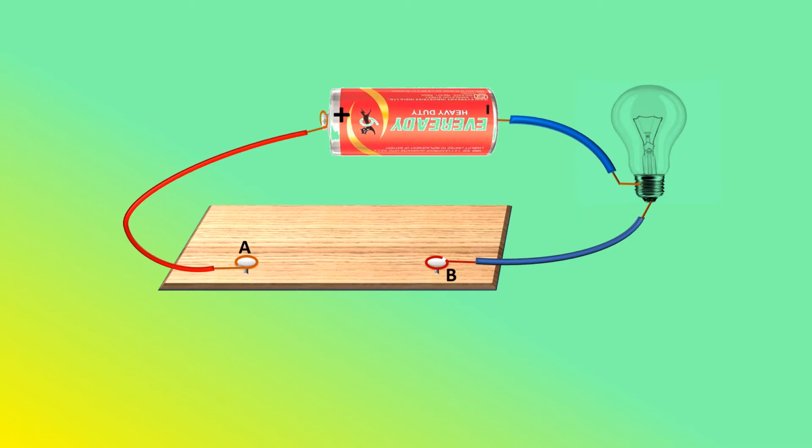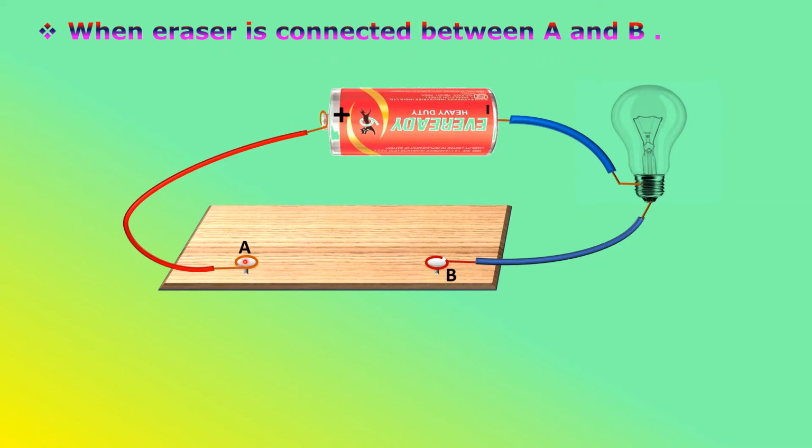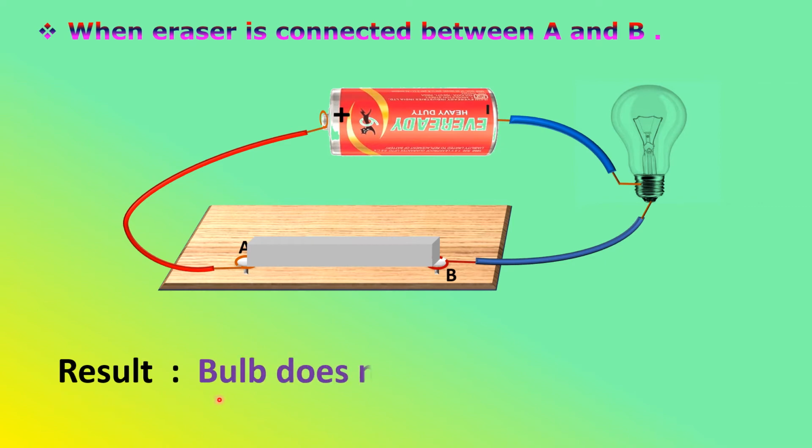Now I will connect the eraser. When the eraser is connected between A and B here, let us check whether the bulb glows or not. Here I am connecting the eraser. See here, when the eraser is connected, the bulb is not glowing. Okay. What is the result here? Bulb does not glow. That's all.